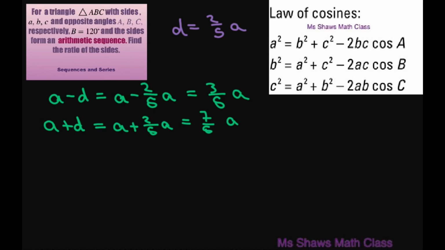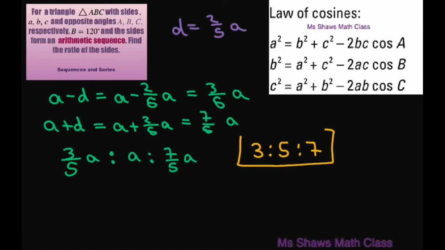And then we have a, which is going to be 5/5 a. So basically, we have 3/5 a for the ratio now, 3/5 a, and then we have 7 divided by 5 a. So that means your ratio is going to be 3 to 5 to 7, when you divide everything by a.